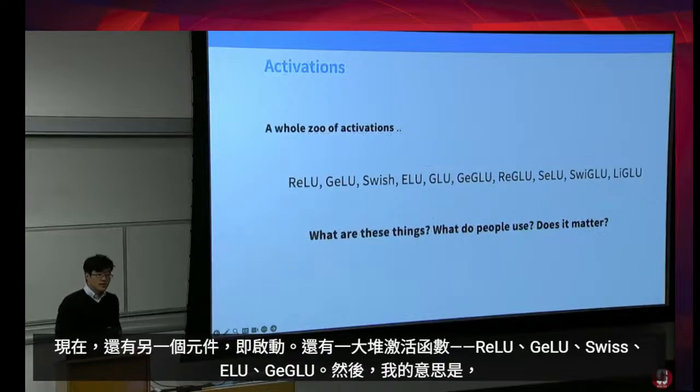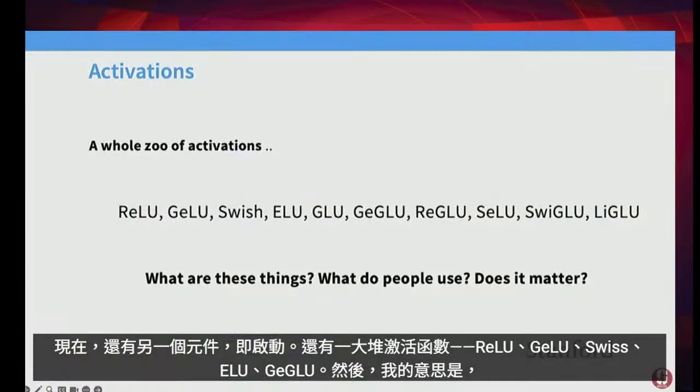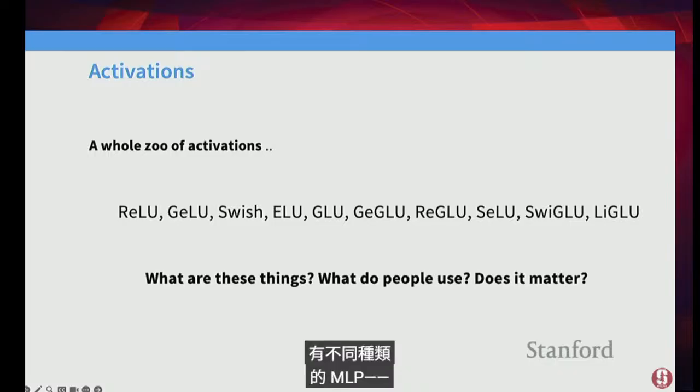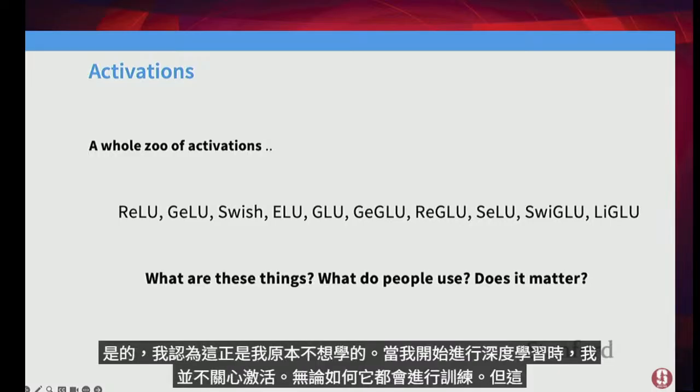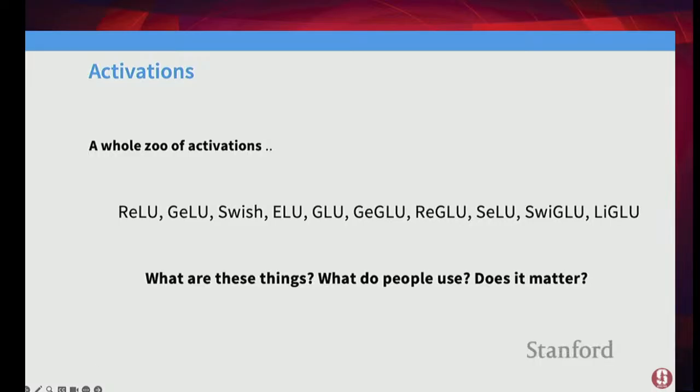Okay, so now there's this other component, which is the activations. And there is a whole big zoo of activations. ReLU, GeLU, Swish, LU, GLU. And then, these aren't activations, there are different kinds of MLPs: GEGLU, REGLU, CELU, SWIGLU, and LIGLU.